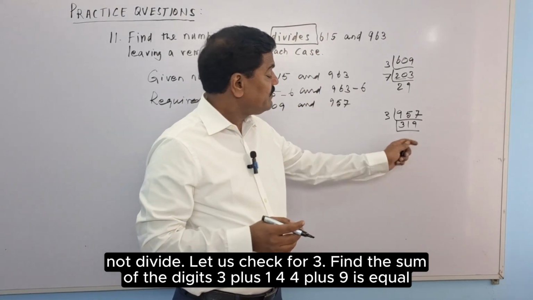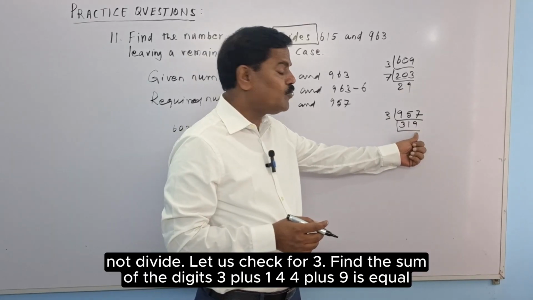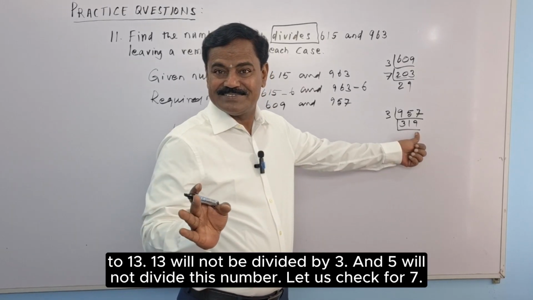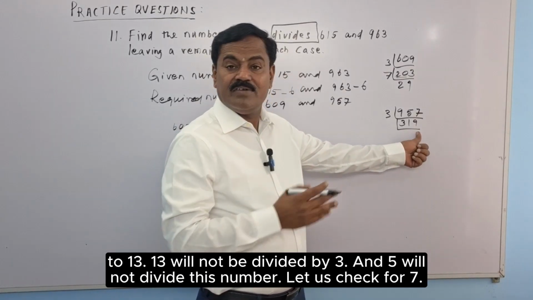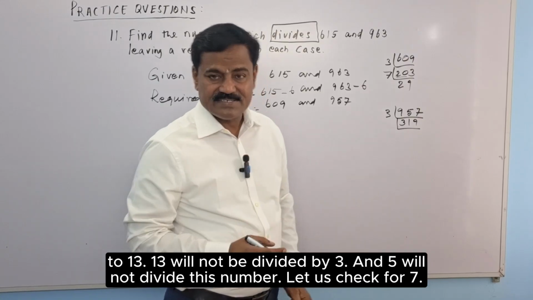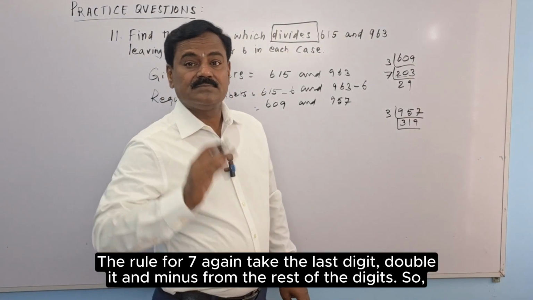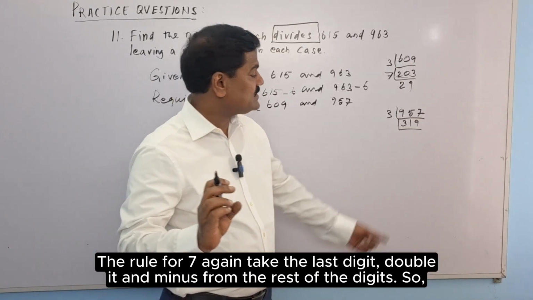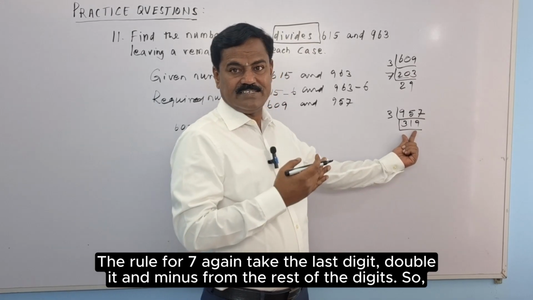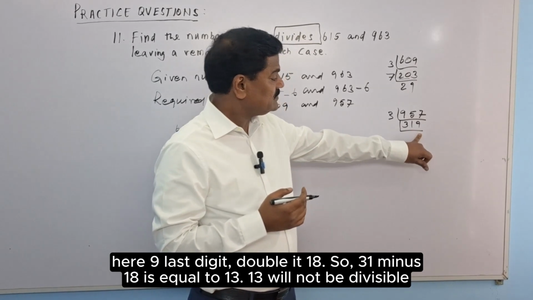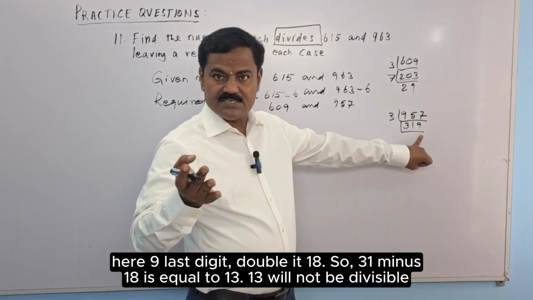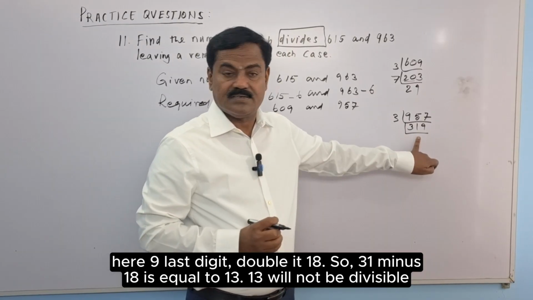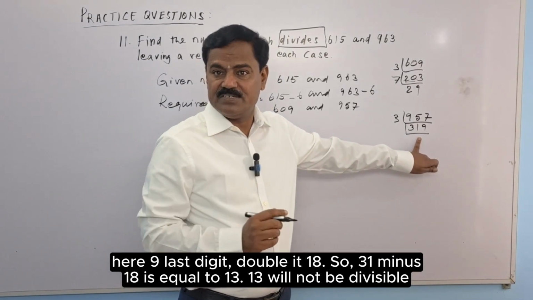So we get 319. Again 2 will not divide. Let's check for 3. Find the sum of the digits: 3 plus 1 is 4, 4 plus 9 is equal to 13. 13 will not be divisible by 3. And 5 will not divide this number. Let's check for 7. The rule for 7, again, take the last digit, double it and subtract from the rest of the digits. Here the last digit is 9, double it, 18. So 31 minus 18 is equal to 13. 13 will not be divisible by 7.